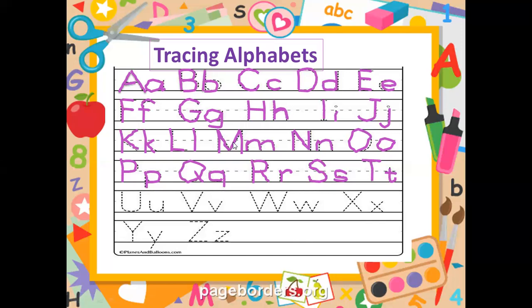M, mama. M, monkey. N, night. And nest. O, orange. O, ostrich. P, pencil. Q, queen. R, rose. S, sun. T, train.